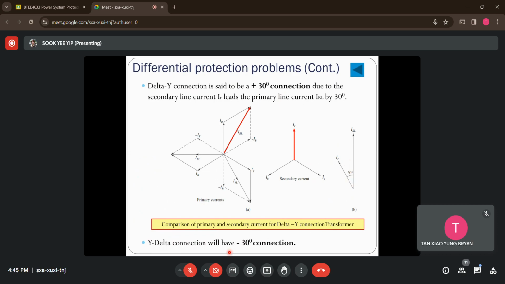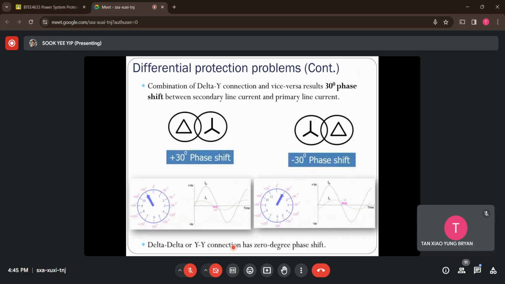Okay, that is what we have as negative 30-degree connections. So to help us understand this further, we will now move to the next slide. You can actually see how the phase shift changes by using the clock.